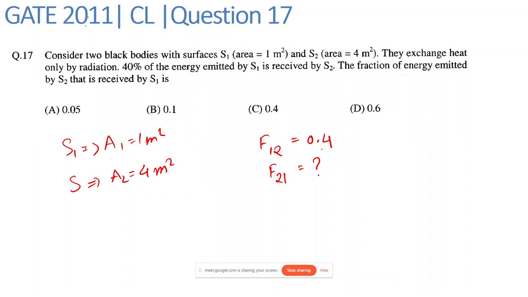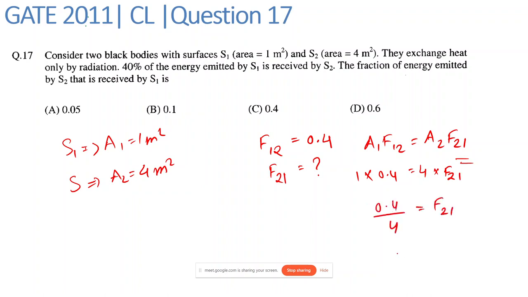From the reciprocity theorem we know that A1 F12 is equal to A2 F21. So from this we can replace the values of area and F12 and get the value of F21. So it will become 1 into F12, which is 0.4, upon A2, which is 4, is equal to F21. So that is 0.4 upon 4 is equal to F21. So the value of F21 will be 0.1. So from the given options we can select option B. That is our correct answer.